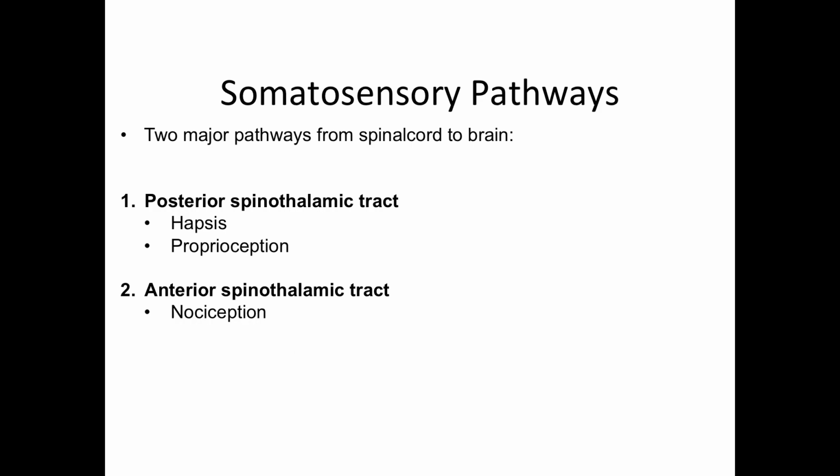So two major somatosensory pathways extend from the spinal cord to the brain. The posterior spinothalamic tract carries haptic and proprioception information, and the anterior spinothalamic tract carries information about nociception. Know that the name of these tracts is spinothalamic. This tells us where they come from and where they're going. So these tracts go from the spinal cord all the way up to the thalamus.